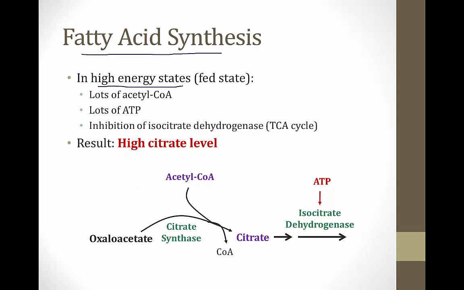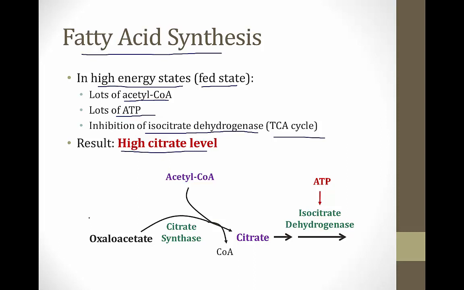In high energy states like the fed state, after you've eaten a large meal, there is a lot of acetyl-CoA inside of cells. Carbohydrates are converted to acetyl-CoA, and even some proteins are metabolized into acetyl-CoA. And all that acetyl-CoA can enter the TCA cycle and generate lots of ATP. As a result of the high level of ATP, there will be inhibition of the enzyme isocitrate dehydrogenase in the TCA cycle, and this will result in a high citrate level inside of cells.